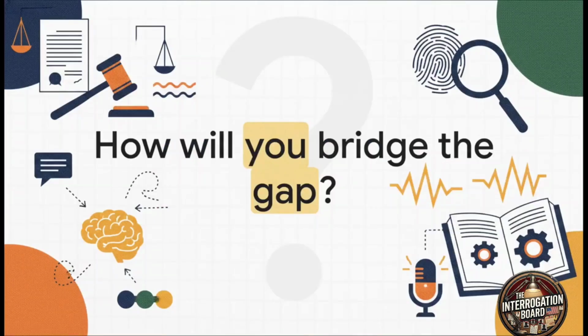I want to leave you with this provocative thought. Evidence really only matters if the jury, the judge, or the public can actually understand it. The truth doesn't just speak for itself, it needs a translator. So when you're presenting your next case, how will you structure your explanation to bridge that knowledge gap and make your forensic evidence absolutely impossible to ignore? Think about it.